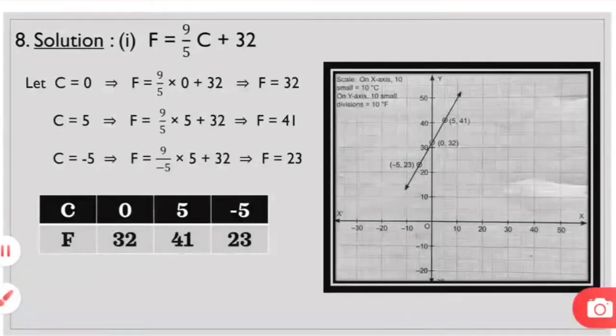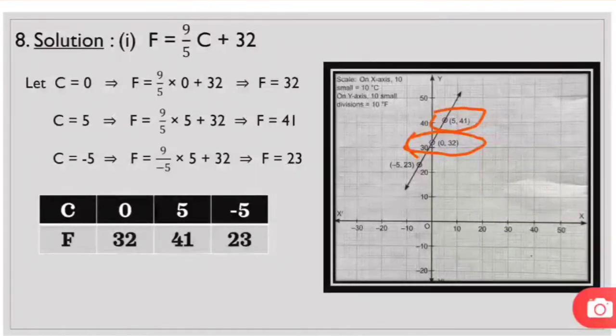First is 0 and 32. As x value is 0, it will lie on y-axis. So we can see here you will get 0 and 32. 32 comes between 30 and 40. As there are 10 divisions, we'll take the second division as 32. Next is 5 and 41. Here 5 will come between 0 and 10, and 41 is between 40 and 50. There are 10 divisions, so we'll take the first division, that is 41. So we'll get the point 5 and 41 here.